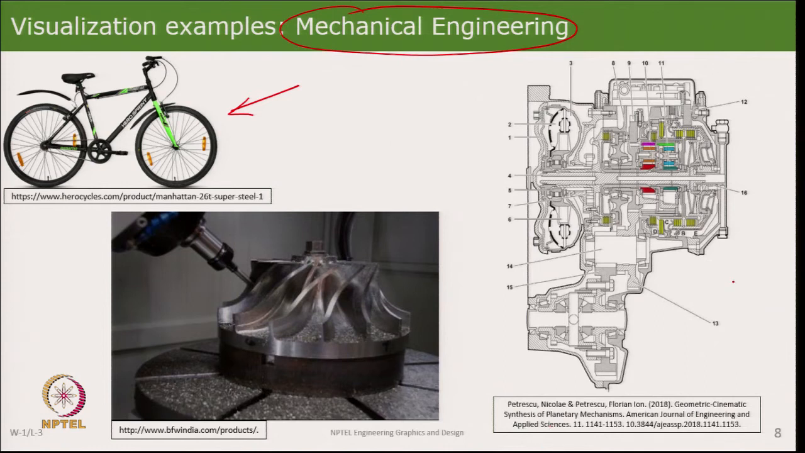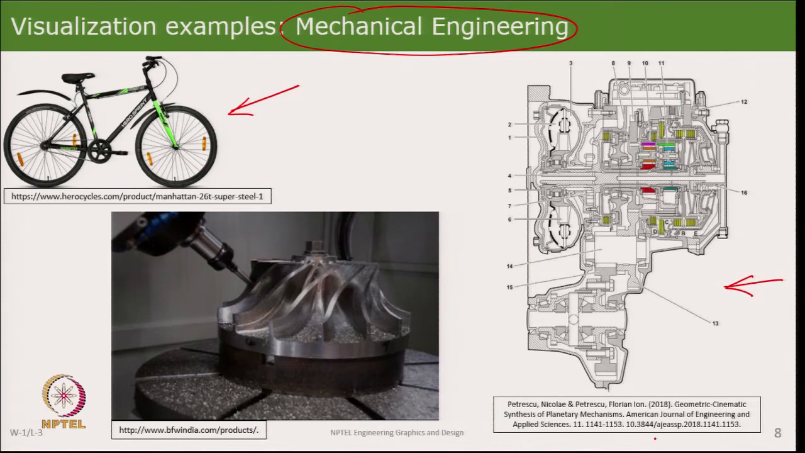On the right here is a cross section through a transmission of an automobile or maybe a truck, and this tells you in its full glory the complexities of mechanical engineering. But it is this picture, which is actually an engineering drawing, that tells you what all is there in it and how the parts are fitted and how they operate.